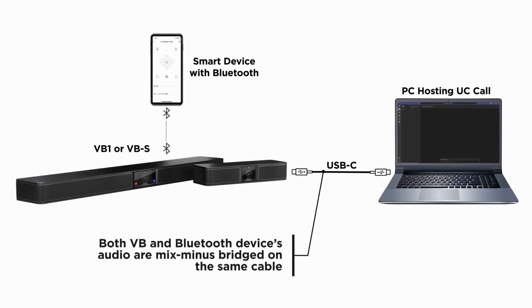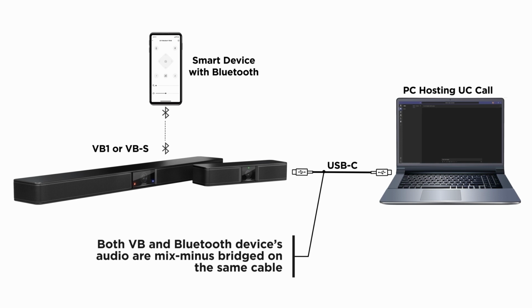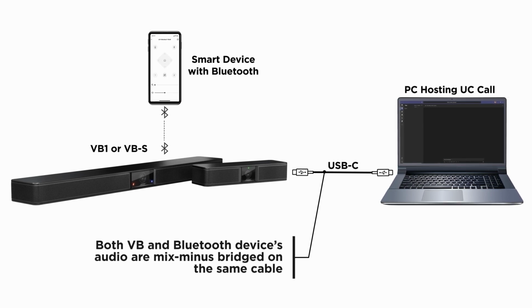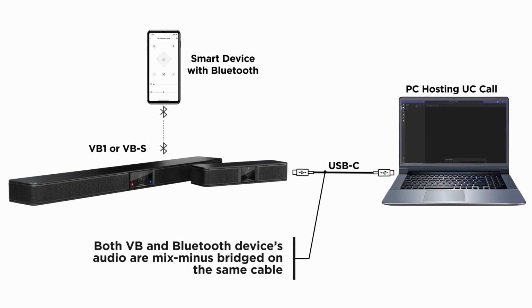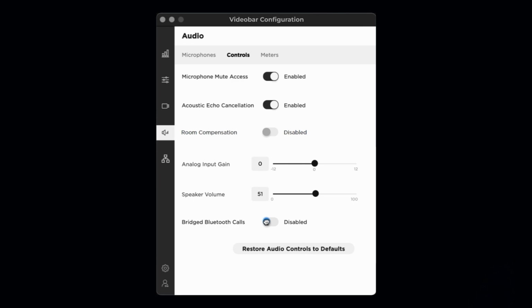When Bridge Bluetooth calls is enabled, a Bluetooth-connected phone can be bridged to a UC call that is hosted on a computer connected to the Videobar. When bridged, the Bluetooth and USB audio are combined in a mix-minus fashion. When disabled, the Videobar can still be used as a local speakerphone when connected to a mobile phone, but the audio is not combined with calls over the USB connection. An option to restore audio controls to default values can be found at the bottom of this page.